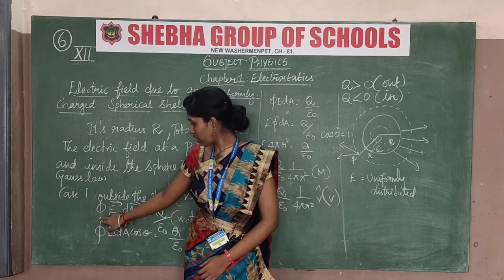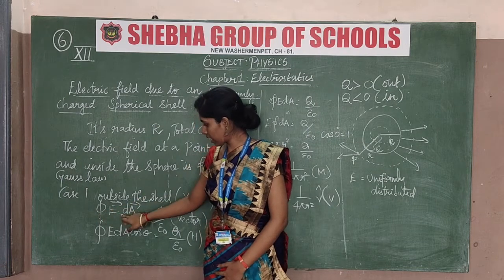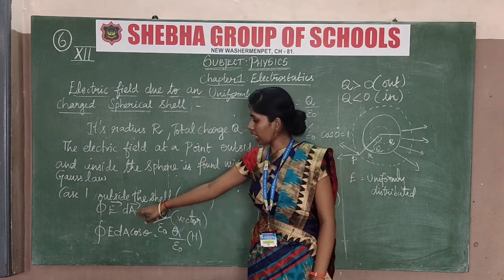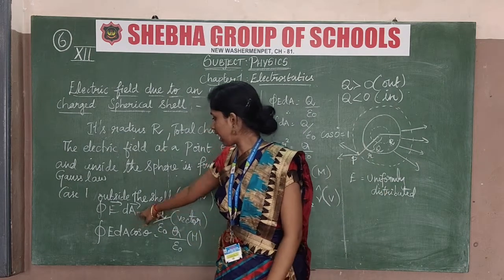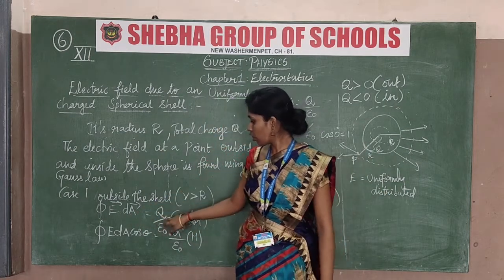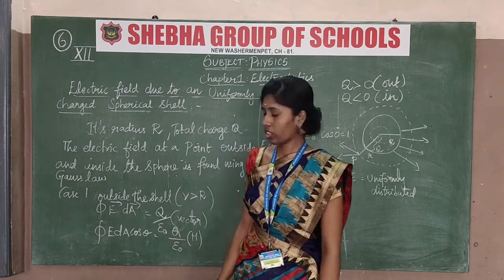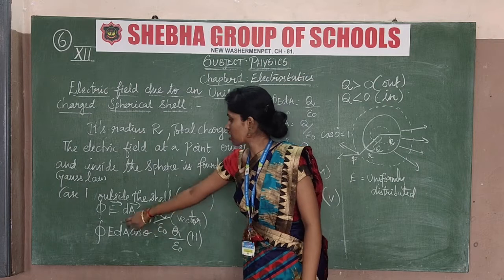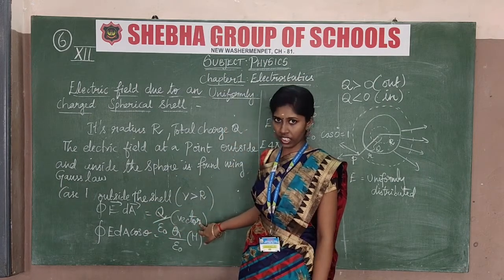We already know this formula: the closed surface integral of electric field E dot dA, where dA means the surface area covered. So the integral of E dot dA, where A is a vector, is equal to Q by epsilon naught. Epsilon naught is the permittivity. Q is the charge. This is the vector derivation.